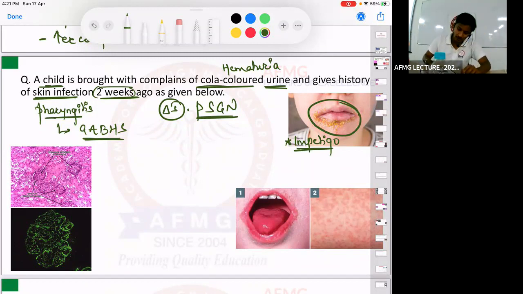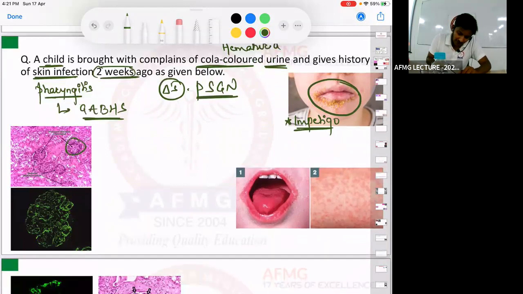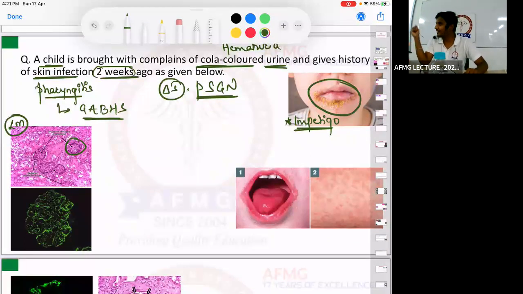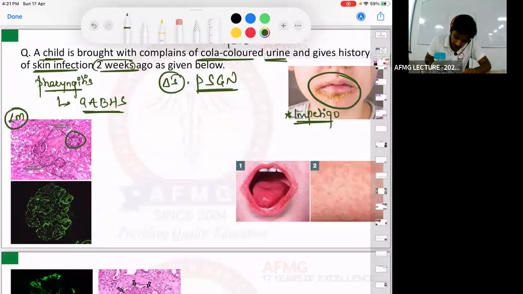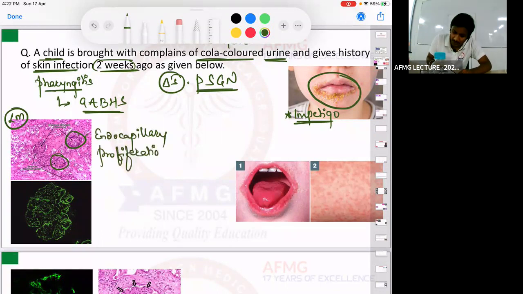If I talk about pathological aspects of PSGN, if I take a kidney biopsy, though kidney biopsy is not recommended for diagnosis, what would we see? Is it mesangial or endocapillary? As it is a proliferative glomerulonephritis, I would find endocapillary proliferation. So endocapillary proliferation is seen in PSGN.